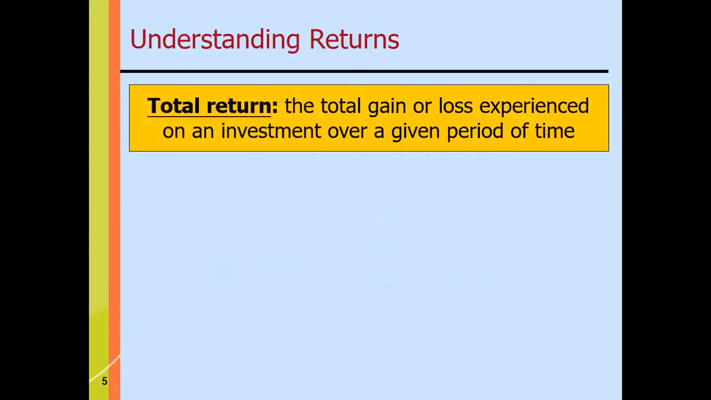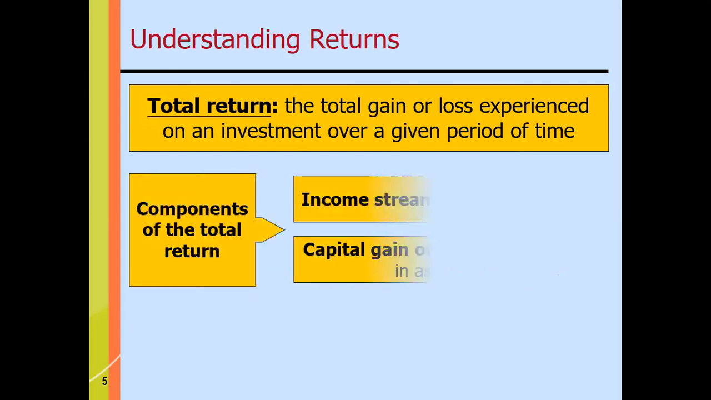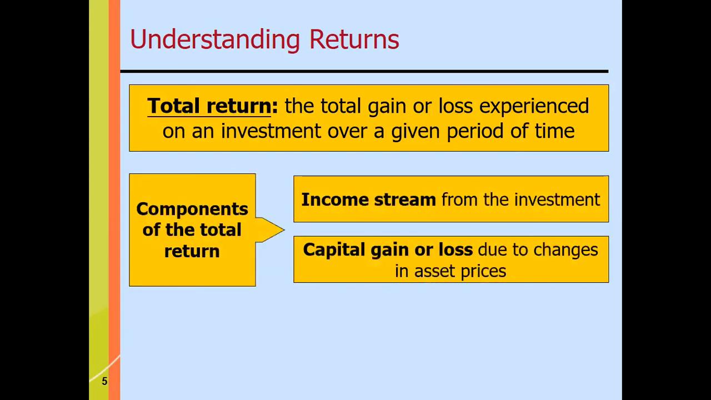For the returns, we can express them as a total or as a percentage. For the total, this is either the gain or loss experienced on an investment over a given period of time. So for stocks or shares, actually there are two components. It would be the income stream from the investment. So in this case, that would be the dividend. Well, we just have to mention the bonds, though.